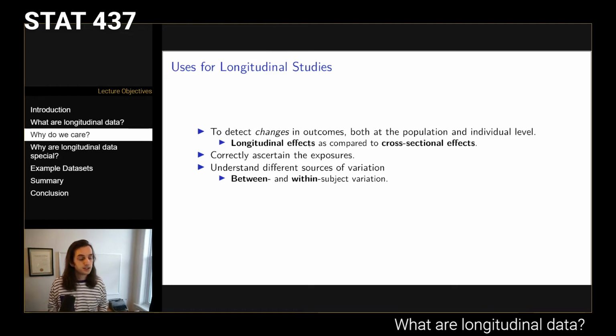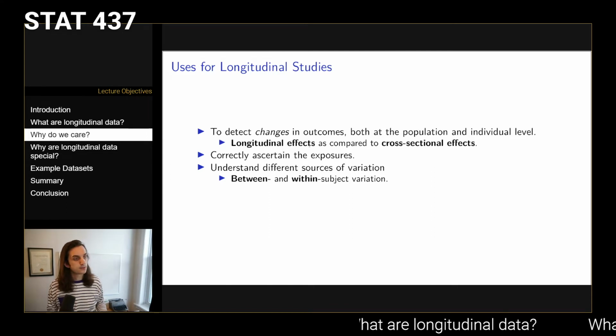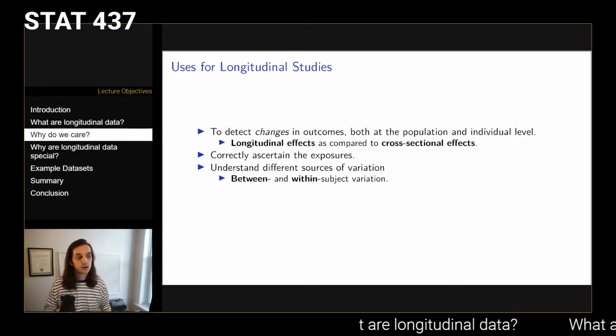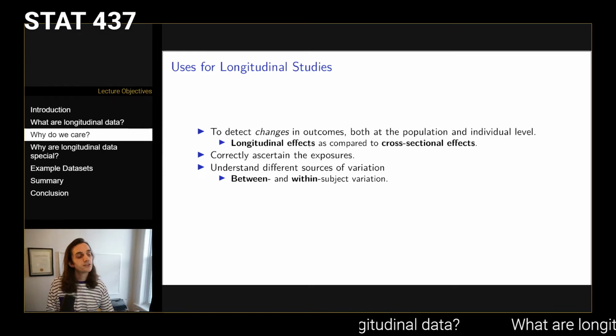There's between individual variation and within individual variation. And in a longitudinal study, we can break down and say how much of this variance that we're observing is within a subject and how much of this variation is between subjects. And so that lets us understand the actual mechanism that's occurring here with more detail than we'd be able to if we were only able to detect the between subject variation.